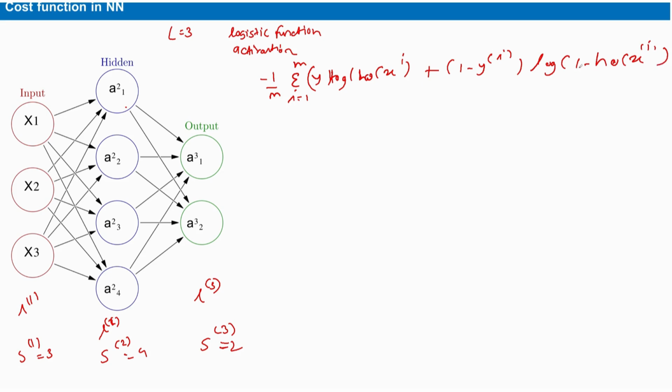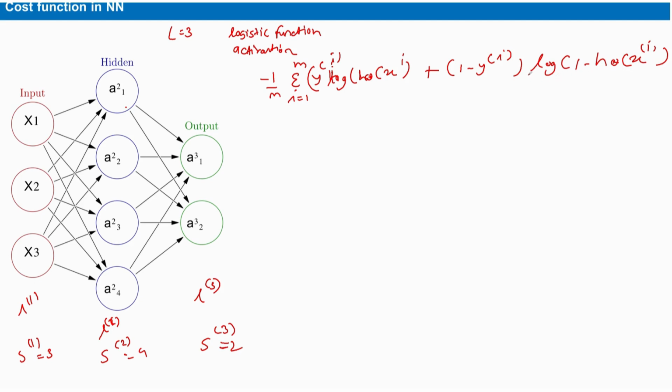Here y i is nothing but the ground truth with respect to the ith example. Log of h of theta x i means the log of the prediction for that particular ith example. Plus 1 minus y i means 1 minus the ground truth at the ith example, and log of 1 minus h of theta x i means log of 1 minus the prediction at the ith example.